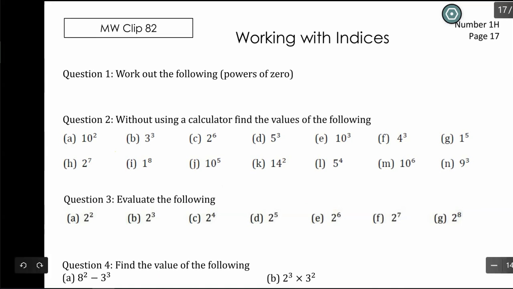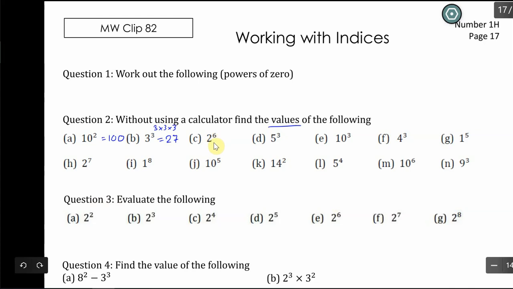So 10 squared means 10 times 10, but it wants the value, so the answer of that would be 100. 3 to the power of 3, or 3 cubed, means 3 times 3 times 3, and the answer to that would be 27. So most of these are ones you should know, or they should be powers of low numbers that you should be able to figure out quite easily.